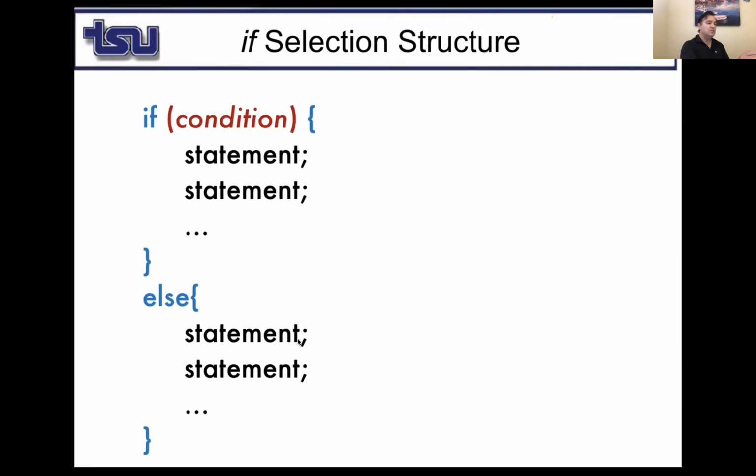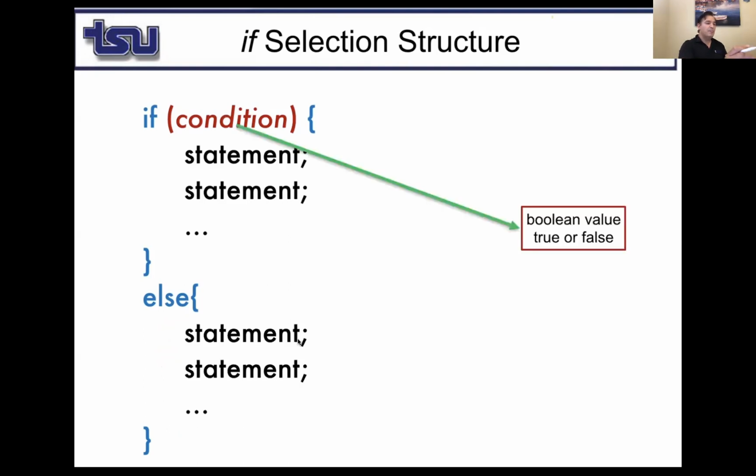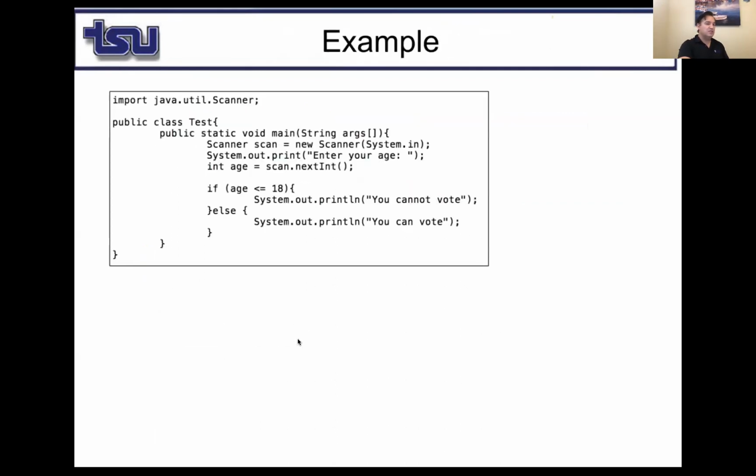If the condition is true, only the statements within the if statement block are executed. Otherwise, statements inside the else block are executed. Just to emphasize, the condition must be either true or false, and you should not forget the parentheses, otherwise you will get a compile error. Let's see our first example.